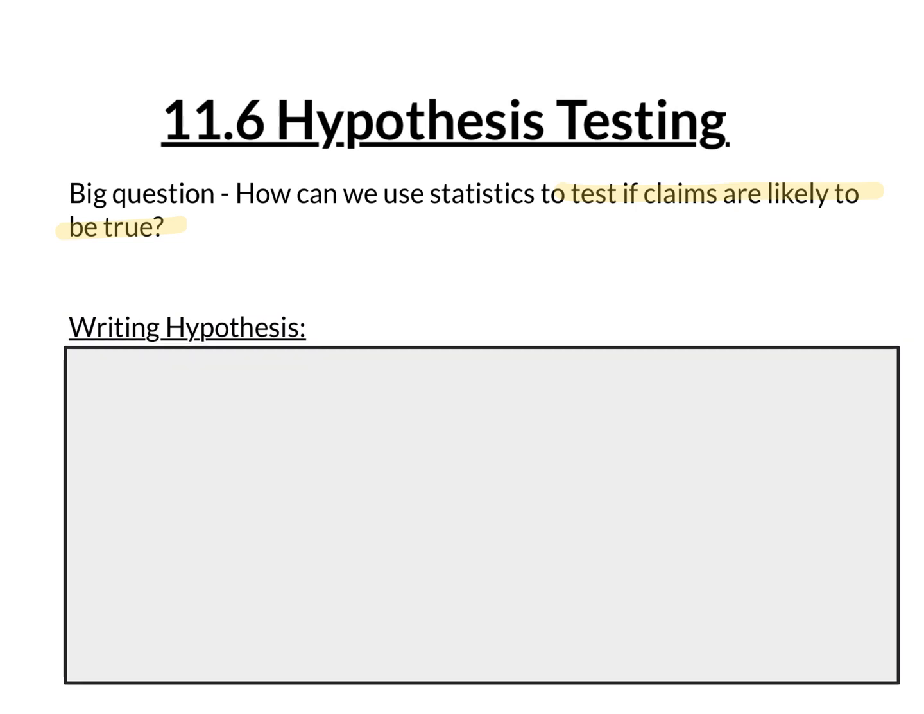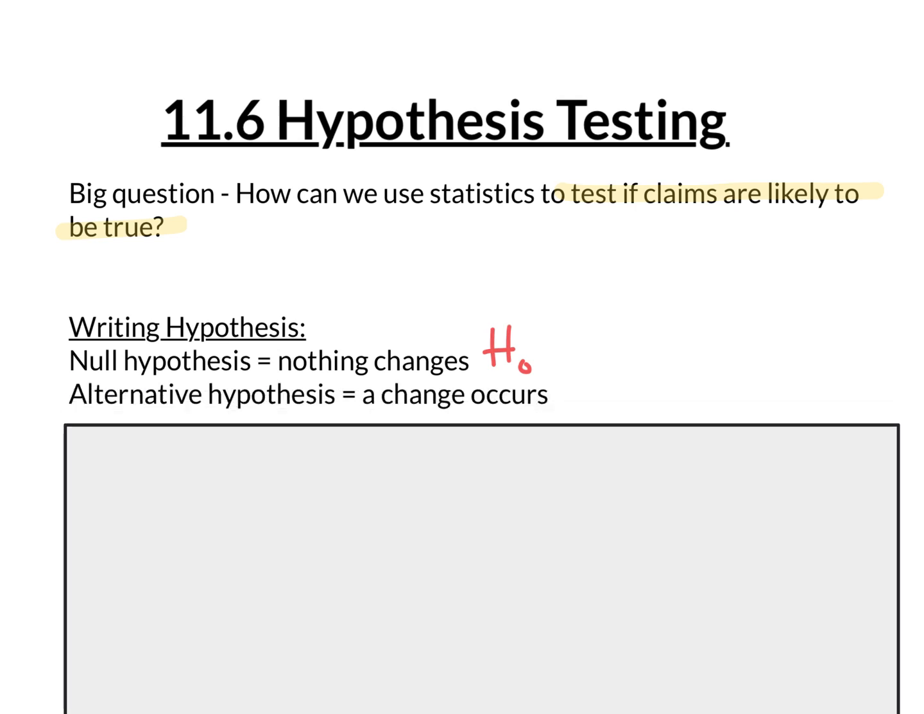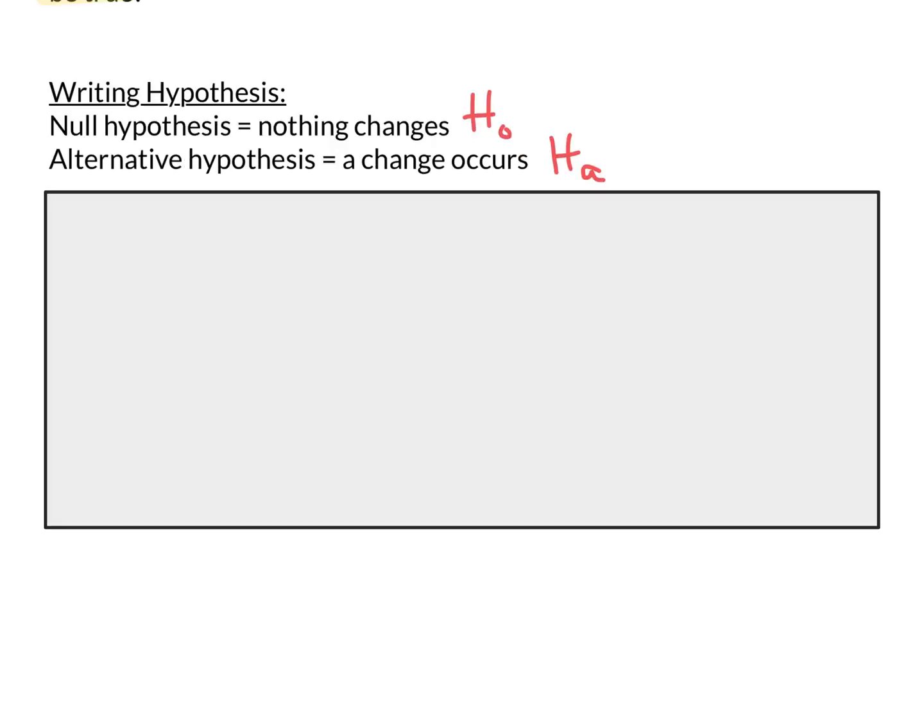Okay, so if we are going to write hypotheses, there are two different kinds. There is the null hypothesis where nothing changes from the original condition. So that one is written as H0, so H with a sub-0. And then we have the alternative hypothesis in which a change occurs, and we write that one as H with a little sub a down there. And let me do some examples of what those look like.